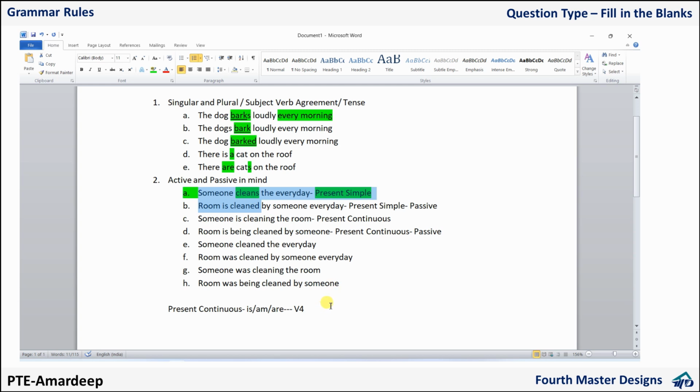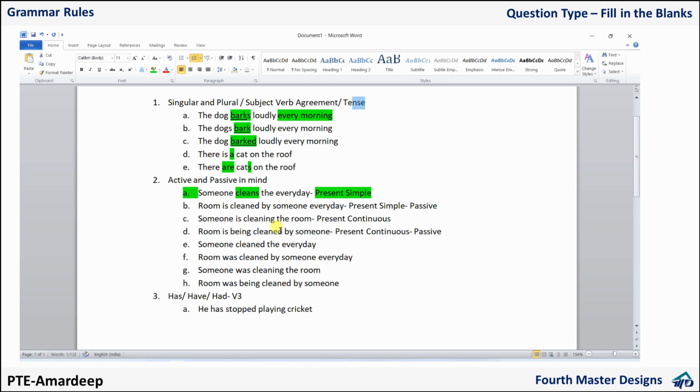So keep your active and passive in mind, and then guys keep your basic helping verbs in mind. With has, have, had, you have the third form of the verb, V3. Keep this in mind. He has stopped playing, let's say, cricket. Very basic tense rule.